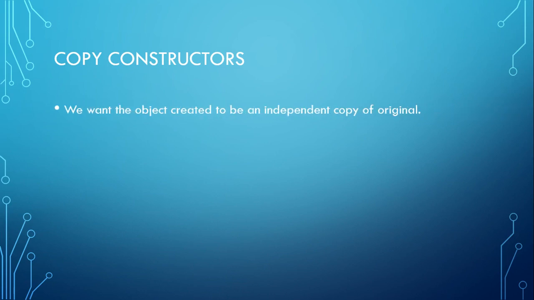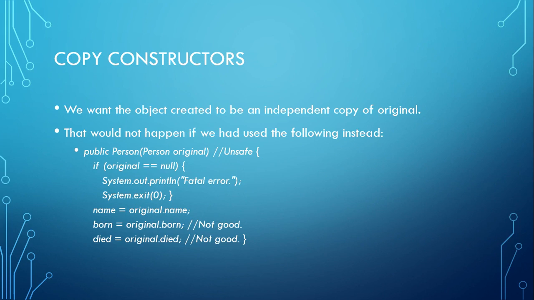So what we want is the object created to be an independent copy of the original. Now, this is not going to occur if we had used the following instead: public Person original. If original equals null, fatal error, exit, that's all the same. But then we look down here, we have name equals original.name, born equals original.born, died equals original.died. Now that looks very similar to something that we've seen before, when we start using things like set methods. But we don't want to do that.